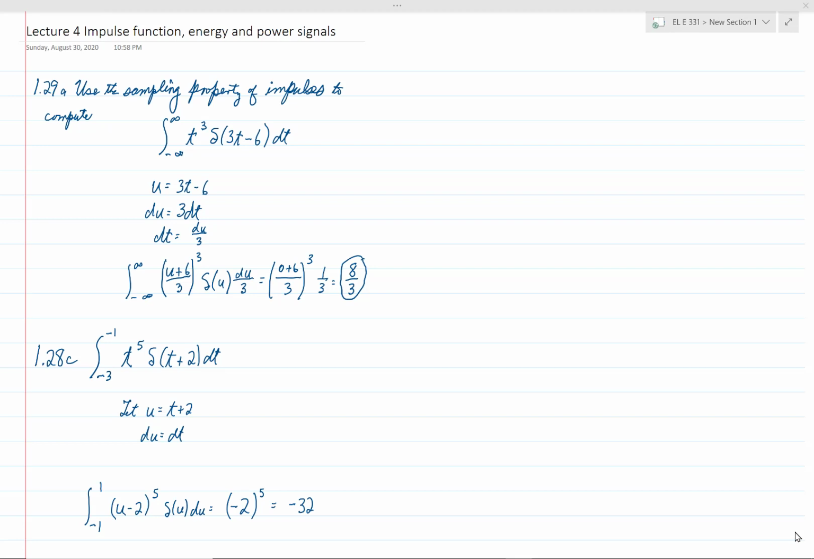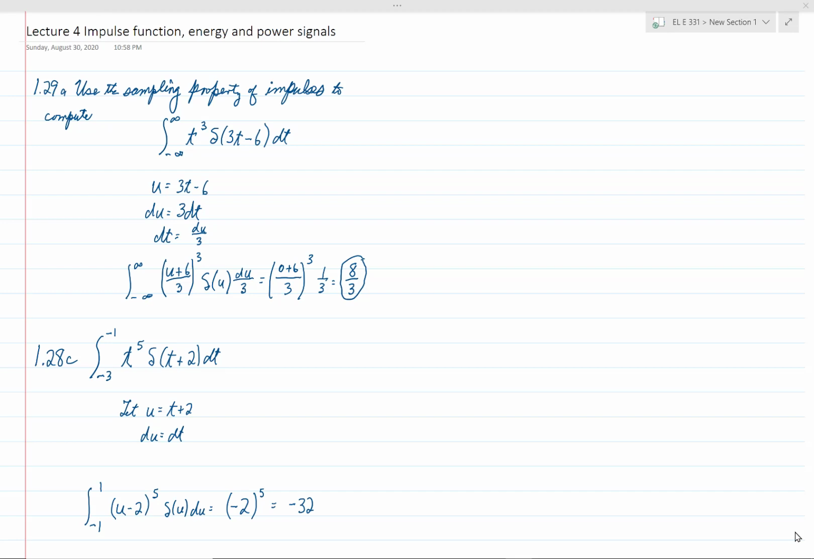In this lecture, we are pretty much finishing up Chapter 1 in your book. We will be looking at the impulse function and also energy and power signals. We may still do some problems from Chapter 1 in future tests, but we will be moving on to Chapter 2 extremely soon. In fact, probably in the next lecture.